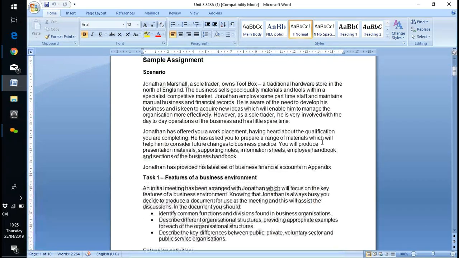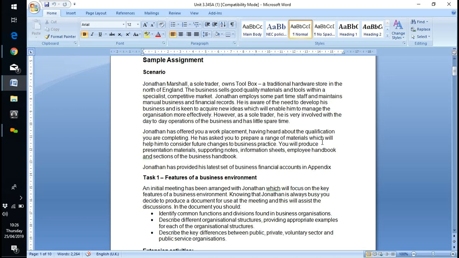So the scenario is that John Marshall is a sole trader. That is a type of business, as you know, and he owns Toolbox, a traditional hardware store in the north of England, and sells good quality materials and tools within a specialist and competitive market. He employs some part-time staff and maintains manual business control and financial records. He is aware of the need to develop his business and is keen to acquire new ideas which will enable him to manage the organisation more effectively as it grows.